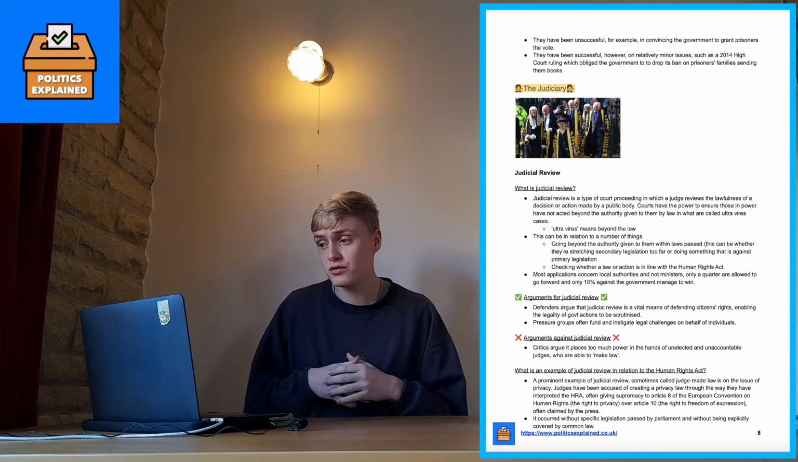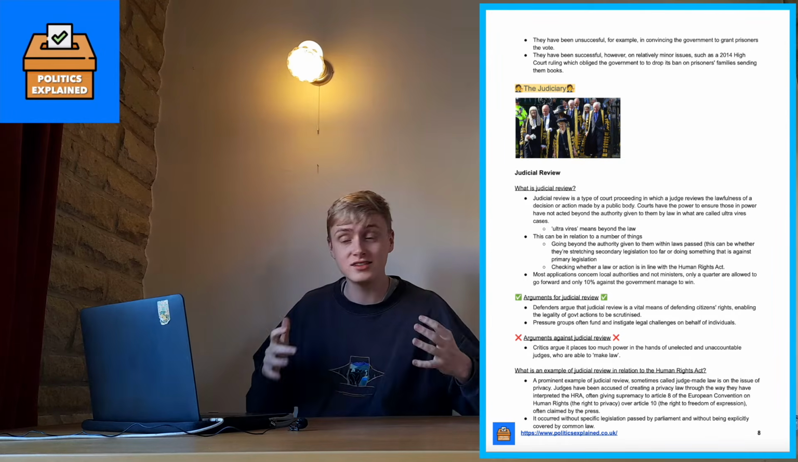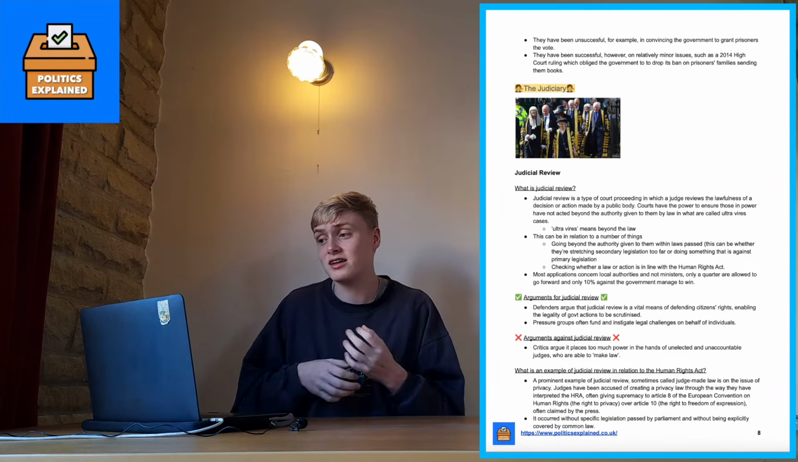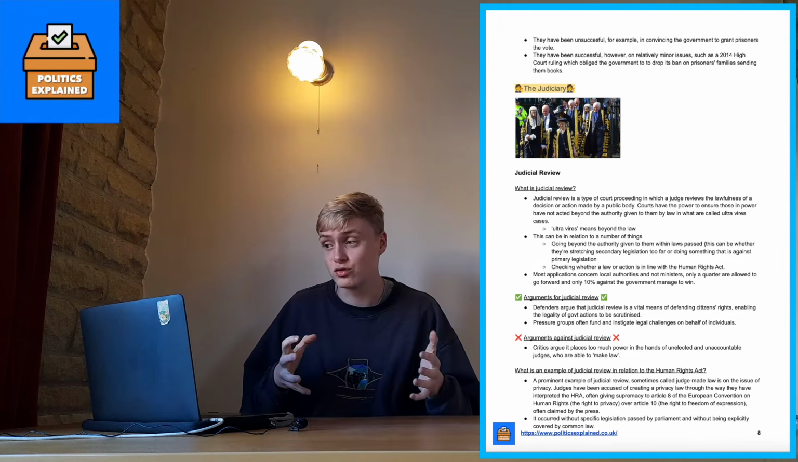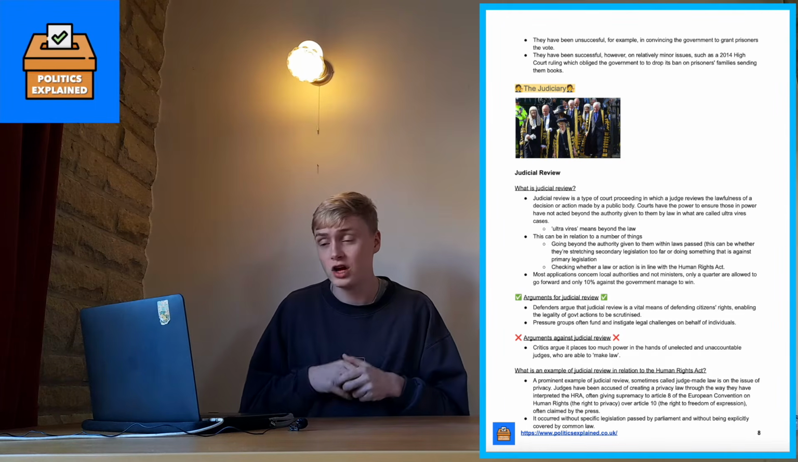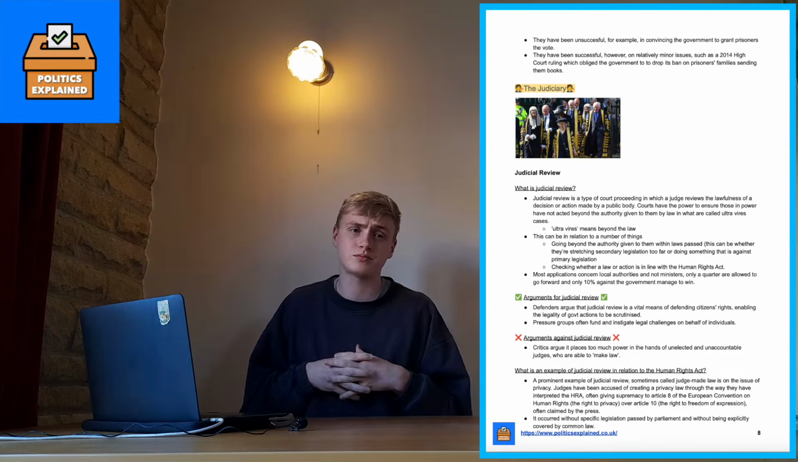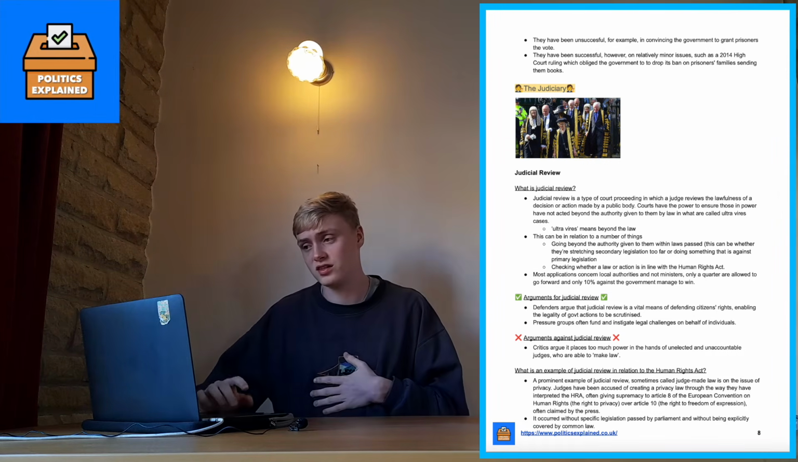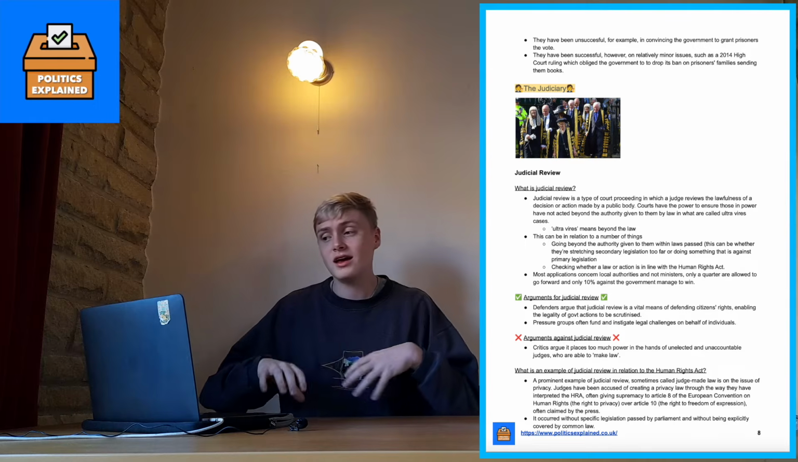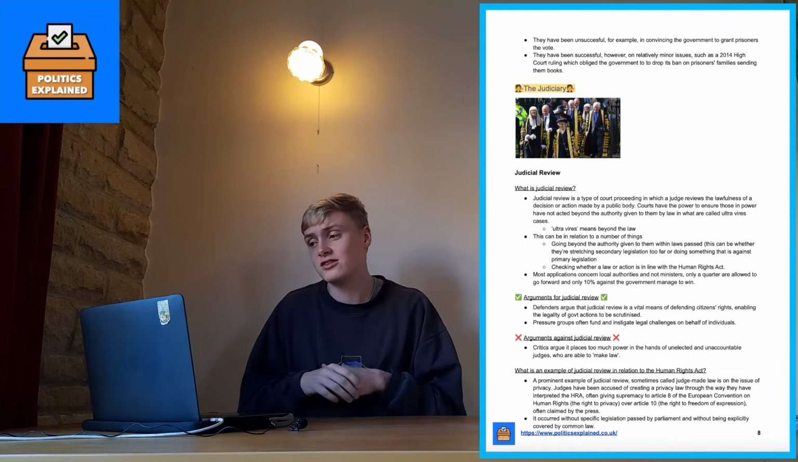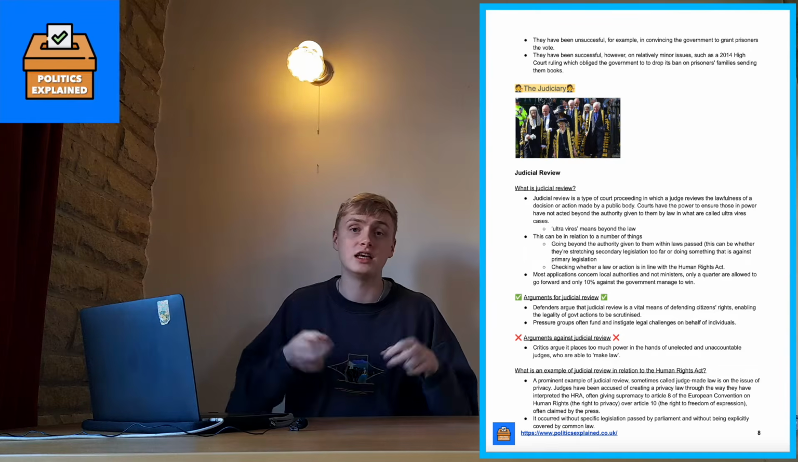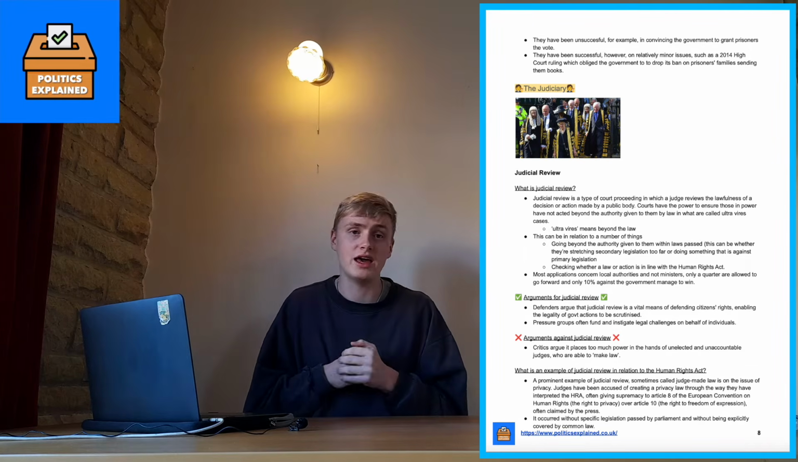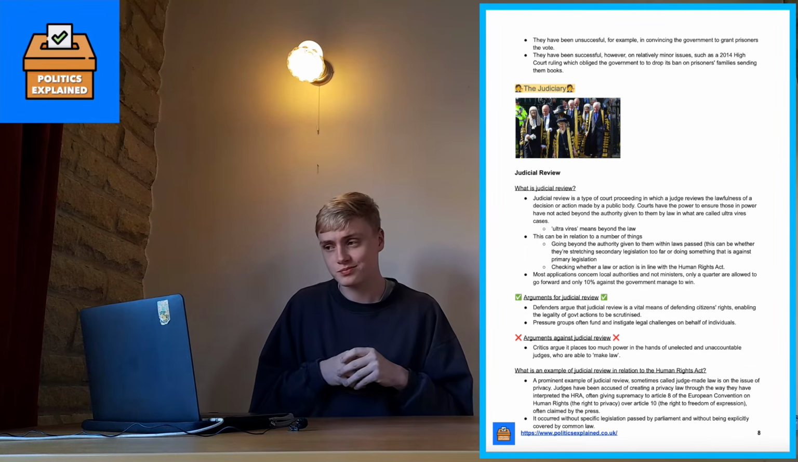Arguments for judicial review argue that it's a vital means of defending citizens' rights, enabling the legality of government actions to be scrutinised, and pressure groups often fund and instigate legal challenges on behalf of individuals, so that it's not just rich individuals who can protect their rights in the UK. In terms of counterpoints, critics argue it places too much power in the hands of unelected and unaccountable judges who are able to effectively make law through how they interpret certain laws.